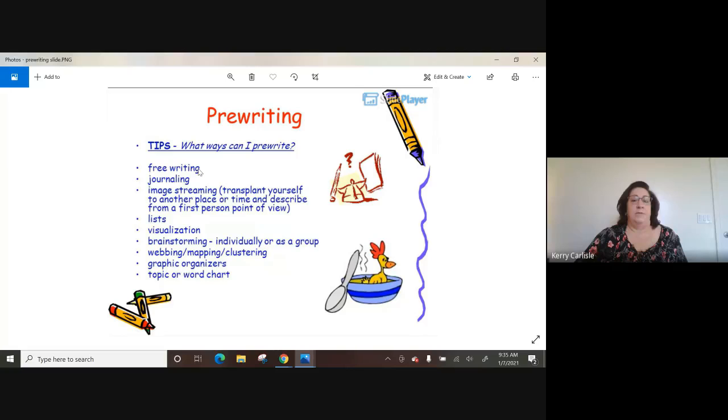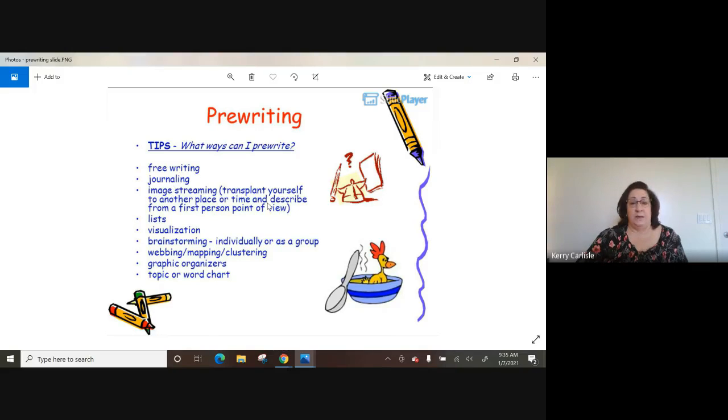One is doing something like free writing. You just sit down and start writing. What's happening? What's in my mind today? I'm really tired. I wish I had gone to bed earlier, and so on. Just give yourself some time to free write. Journaling is kind of like that too, where you keep track of what's happening in your life.